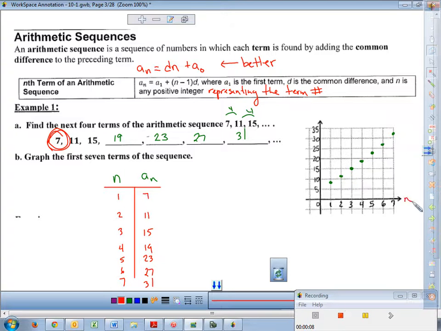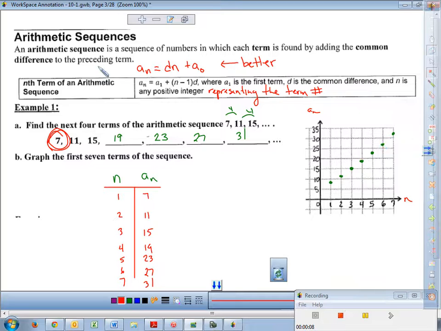Because this is your n values right here, and this is your a sub n. It's like the actual term in the sequence. So the third term in the sequence was 15. The fourth term was 19, and etc. We're just going to graph all of those. But you don't connect the dots together, because if you did, then that is like a continuous function.